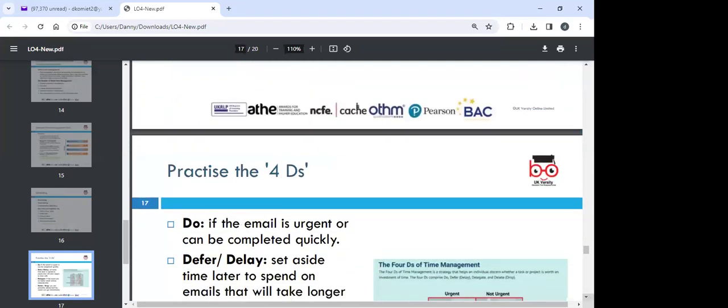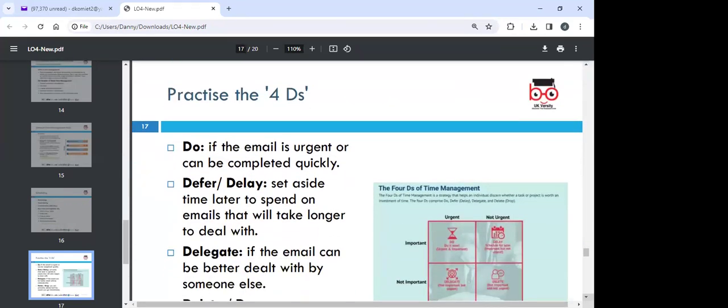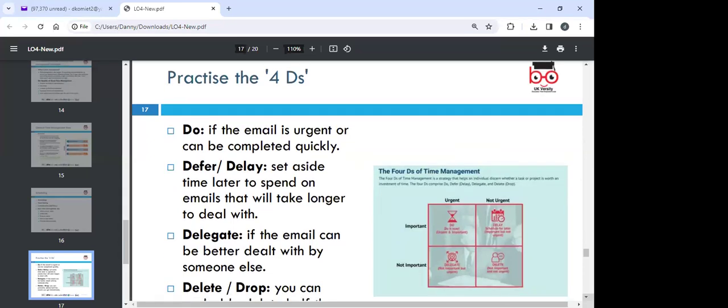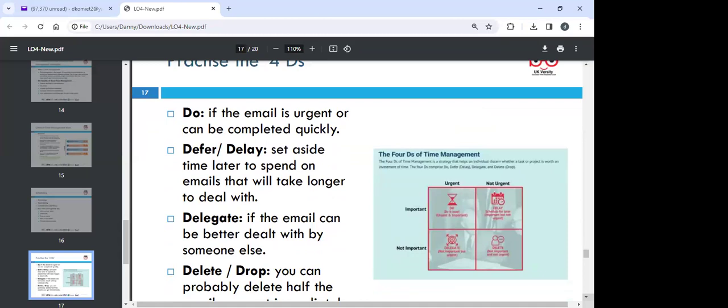Okay. Now you also have to know what we call the practice, the 4 Ds in time management. I think we've had this in my previous lectures with you. So we have the do, the delay, delegate, and delete. What the do is: if an email is urgent or can be completed quickly, do you have to respond quickly? Yes or no? If yes, it means it's urgent.